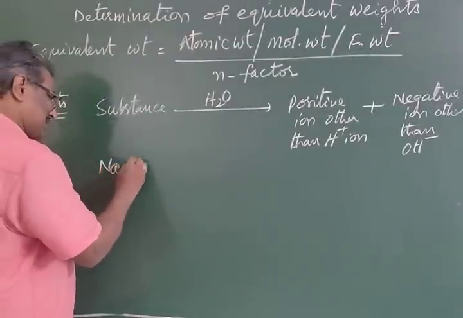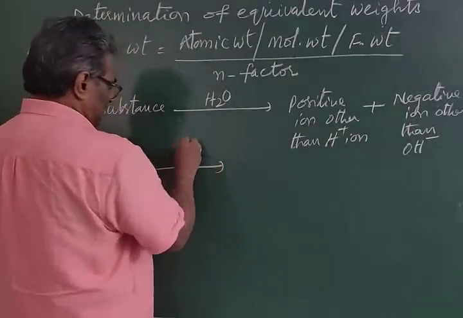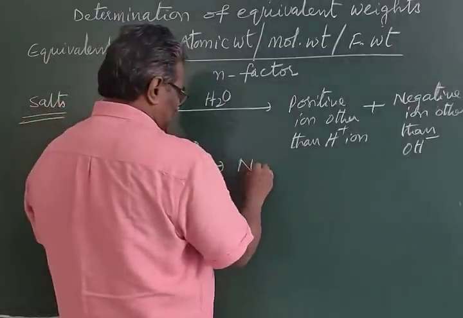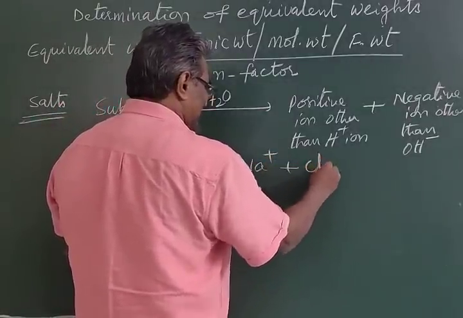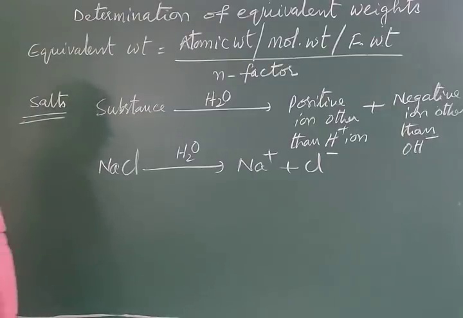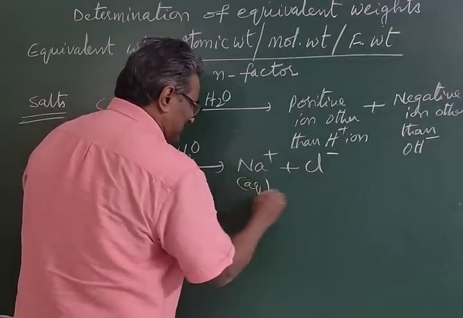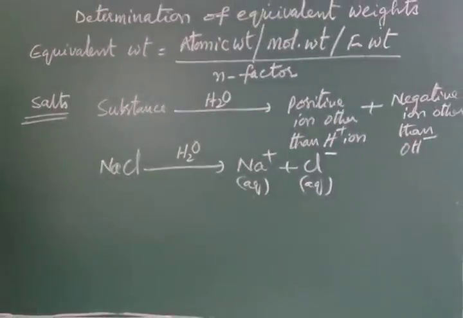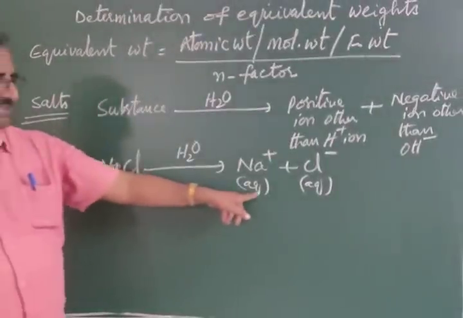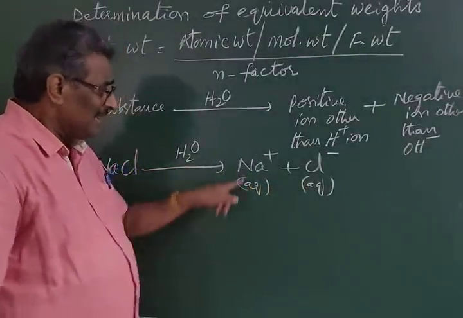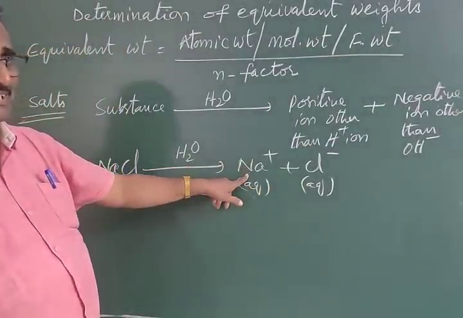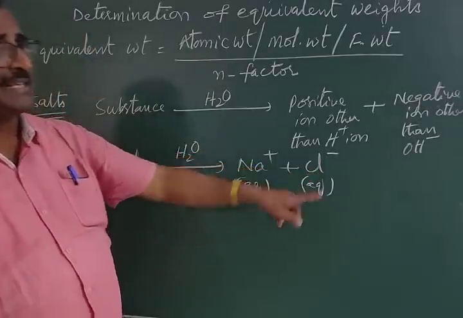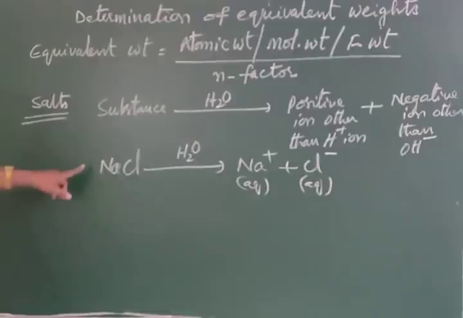For example, sodium chloride, when dissolved in water, gives Na plus and Cl minus. These ions are surrounded by water molecules, because of that we represent them with Aq. This is a positively charged ion other than H plus ion. This is the negatively charged ion other than OH minus ion. So NaCl is a salt.